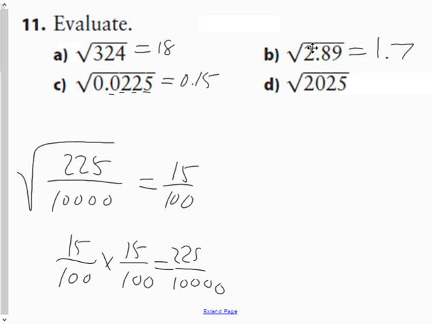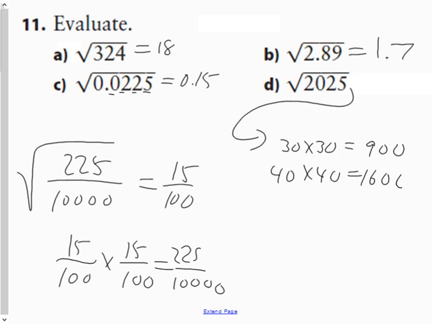And finally, what's the square root of 2025? Well, this is getting way beyond my pay grade because I do not know my perfect squares beyond 20 times 20 is 400. But if I think about 30 times 30, that's 900. 40 times 40, that's 1600. 50 times 50, that's 2500. So I know that it has to be 40-something, right? And since it ends in a 5, my guess is 45 times 45, because that's the only way I can end up getting a 5 at the end, I think.